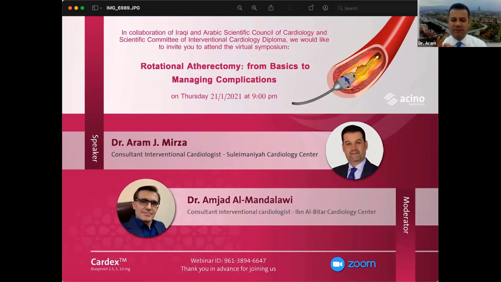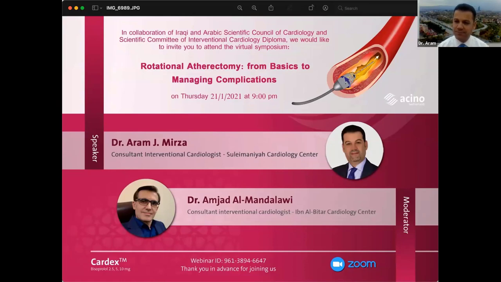Another important thing, as I mentioned for all the procedures, especially for the ostium or the left ostium, is that your eyes should be all the time on the tip of the guide catheter and on the bottom of the wire. I don't know whether you have got any other trick, Dr. Amjad, regarding the atherectomy for the ostial left main stem.